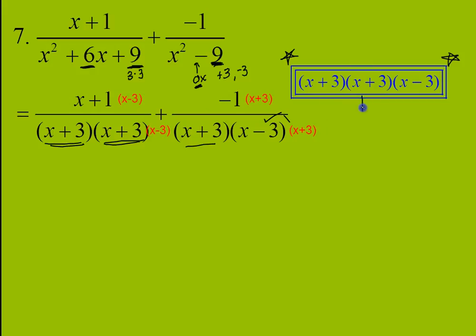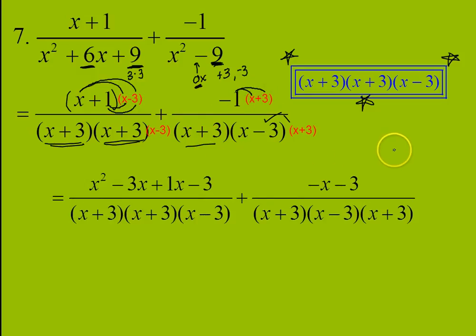Okay, again, do not start distributing the bottom. Leave it just like this. Distribute the top. So on the top, I got a FOIL. So x squared, negative 3x, x, and negative 3. Over here, distribute negative x minus 3. Now our bottoms are the same. Since we multiplied by what we were missing, our bottoms are the same, so now we need to add our tops. Okay, it's addition, so I don't need to worry about changing my signs or anything like that.